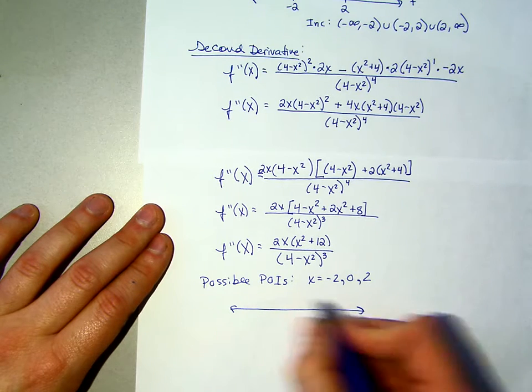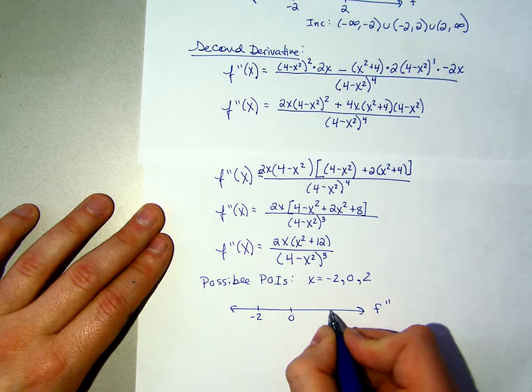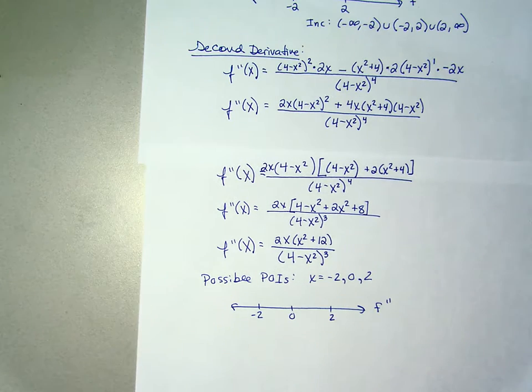You're going to make your number line. Make sure you're labeling it f double prime. -2, 0, 2. Can I use that trick from the last time and just kind of ignore the denominator because it's always positive? No. Not in this case because we're cubing things. Could be positive, could be negative. Test your regions, figure out your signs.